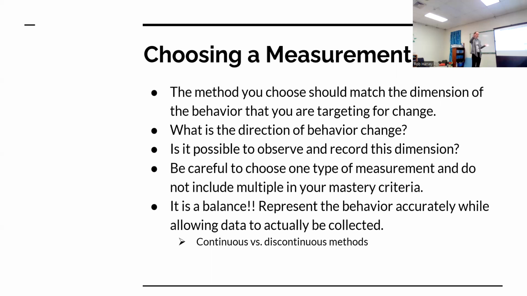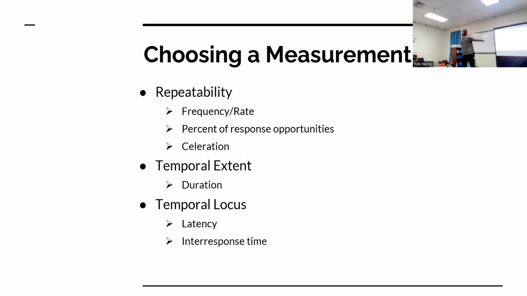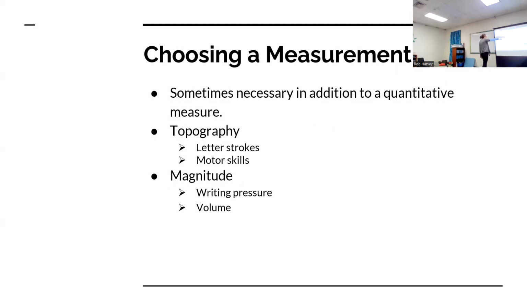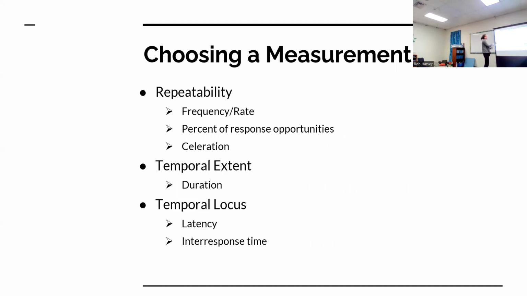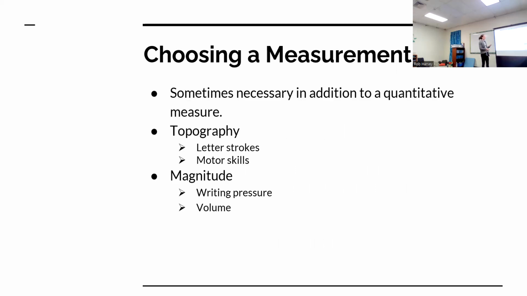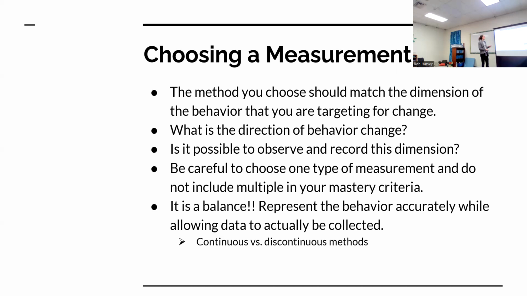Which is going to best represent that when this thing is mastered, we could move on to something else, or we could look at a different dimension. But we're always balancing those things. And again, when you're writing these, be careful that you choose one of these and include topography or magnitude, but we don't want more than one of these corresponding to these behavioral dimensions in your definitions in your treatment plan for your mastery criteria.